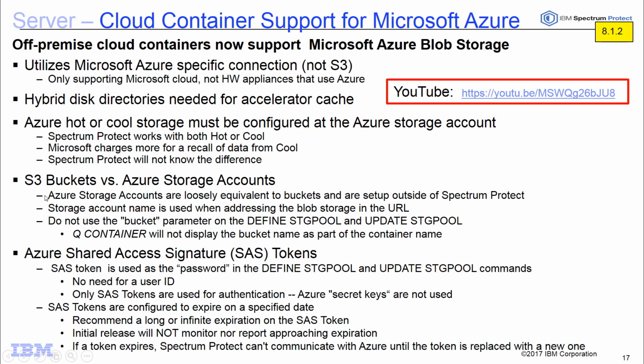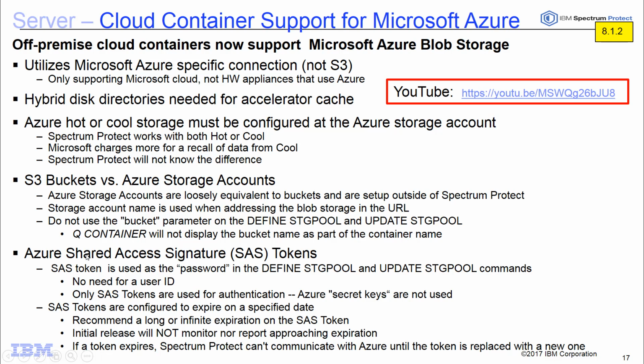Let's take a look at how Azure storage accounts are similar to S3 buckets. Azure storage accounts are basically equivalent to buckets, but they're set up outside of Spectrum Protect. The storage account name is used when addressing the blob of storage in the URL, so you do not use the bucket parameter on the define storage pool or update storage pool command inside of Spectrum Protect. If you issue a query container, you will see it does not display the bucket name as part of the container name for the Azure storage accounts.